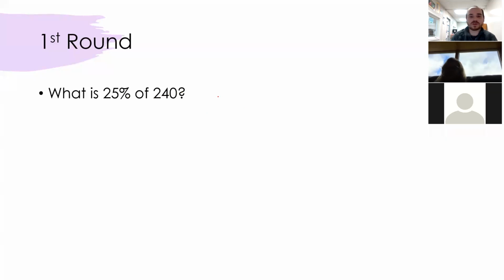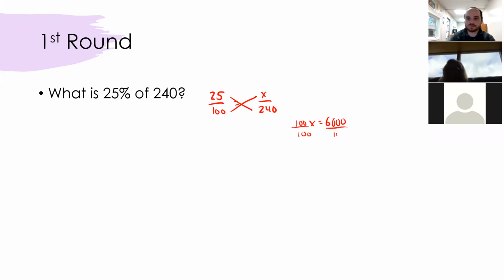But let's go ahead and go through this. 25% of 240. So the long way to do this is to set up a ratio: 25 over 100 equals x over 240. This is kind of the way we were practicing it on Monday. We set up a proportion, we cross multiply, do all that good stuff. So if you cross multiply this, you would get 100x equals 6,000. Then we divide both sides by 100, and we'll get x equals 60.